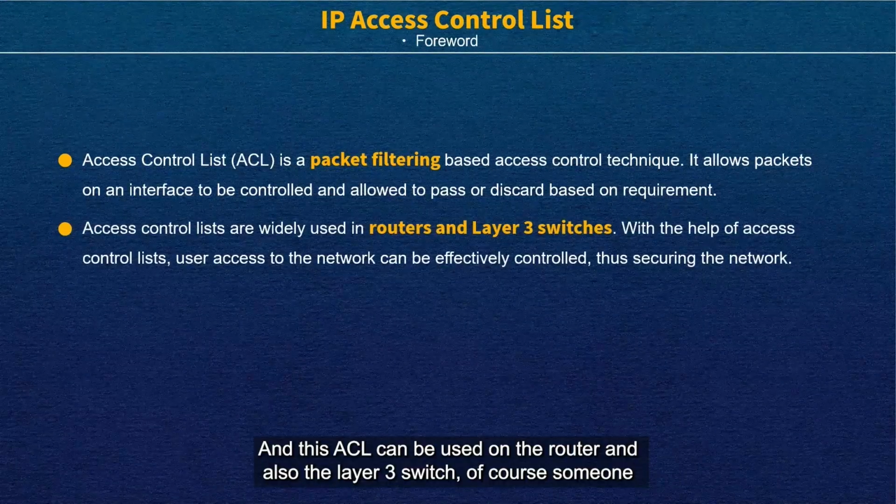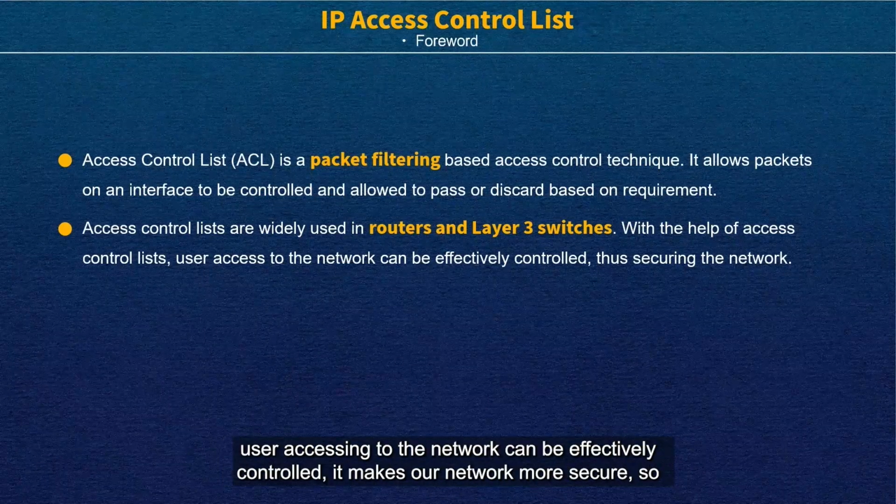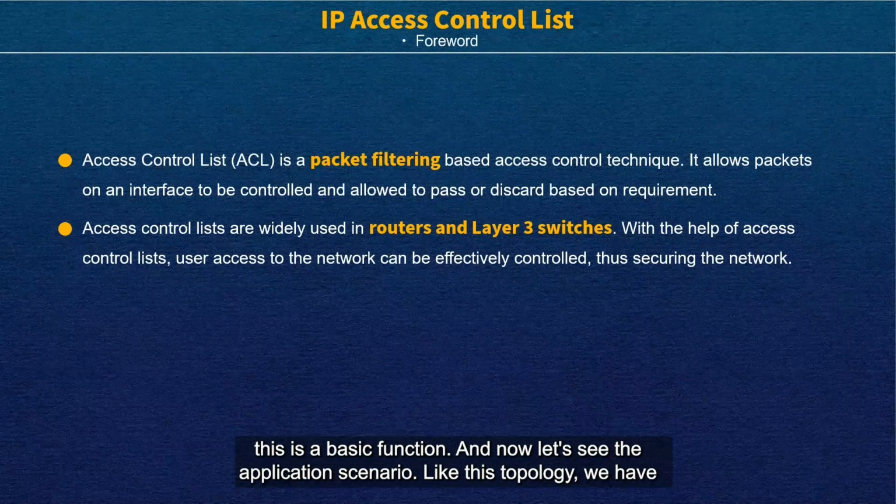And this ACL can be used on the router and also the layer 3 switch. Of course, on some firewall devices, you also can use this technology. With the help of the access control list, user access to the network can be effectively controlled, making our network more secure. So this is the basic function.